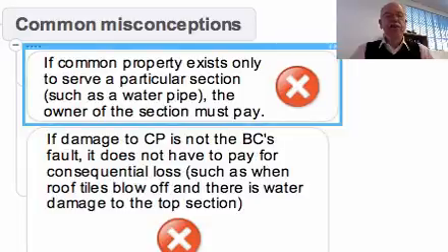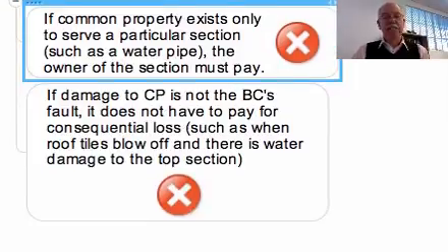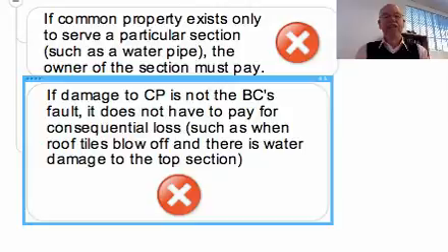The first is that if common property exists only to serve a particular section, such as a water pipe that sits outside the section but is only taking water to that section, then the owner of the section must pay. That is wrong. There is no basis in terms of the Sectional Titles Act or the Prescribed Management Rules to suggest that because a piece of common property equipment only services one particular section, the owner must pay. That's not the case.